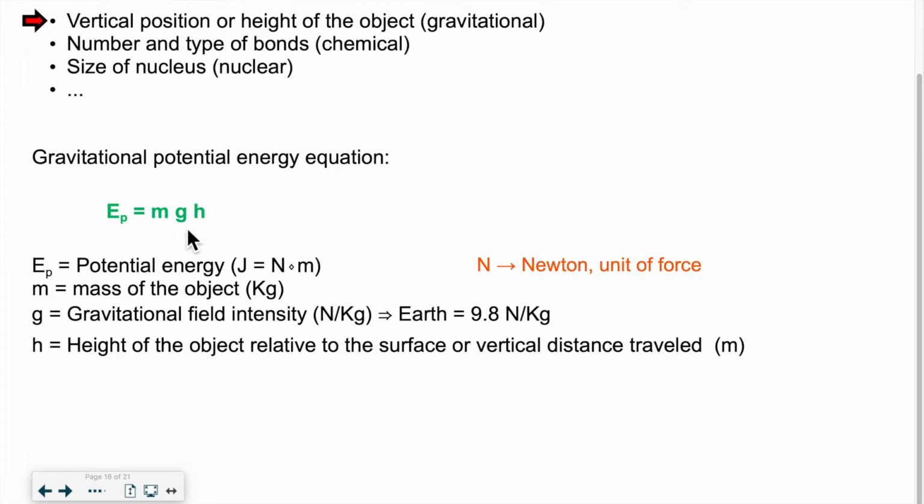So M times G times H, which is the height, the vertical position of the object that we are looking at. Okay, so MGH is equal to EP. So now let's take a look at some practical examples.